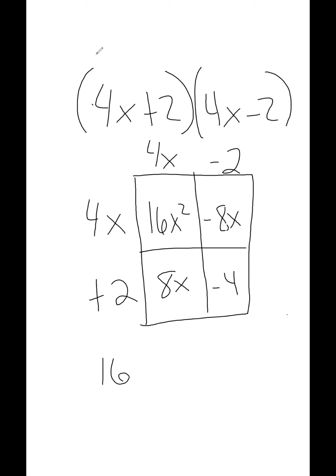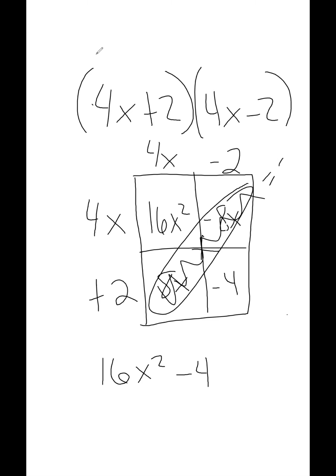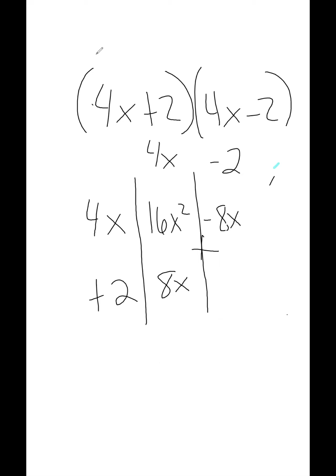Again, nothing to combine with 16x squared. If I do negative 8 plus 8, that's just 0, and negative 4. So this goes away. It equals 0. Whenever something equals 0, in math we do not even include it because it's 0, it's nothing. Okay, so I hope that helped with number 2.